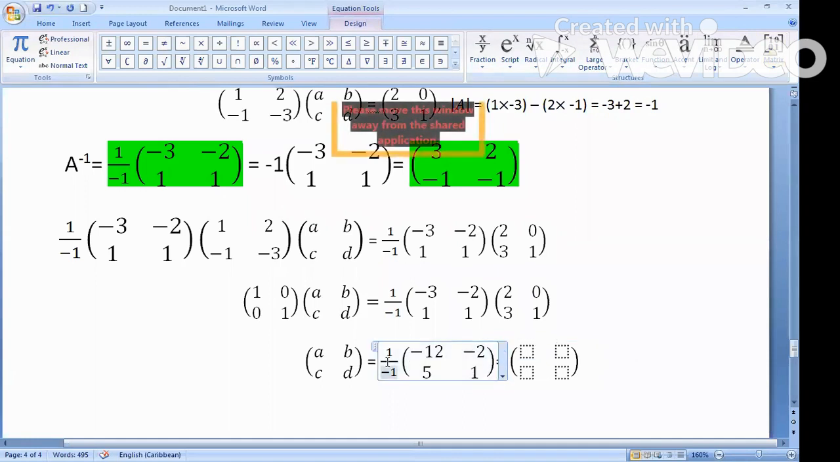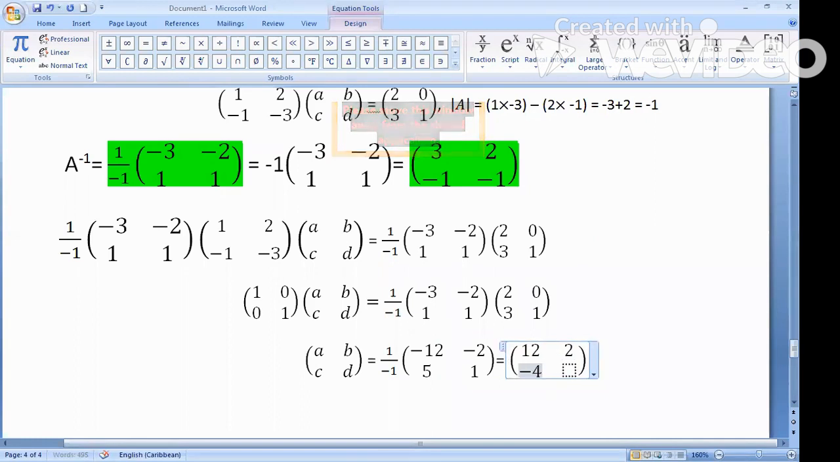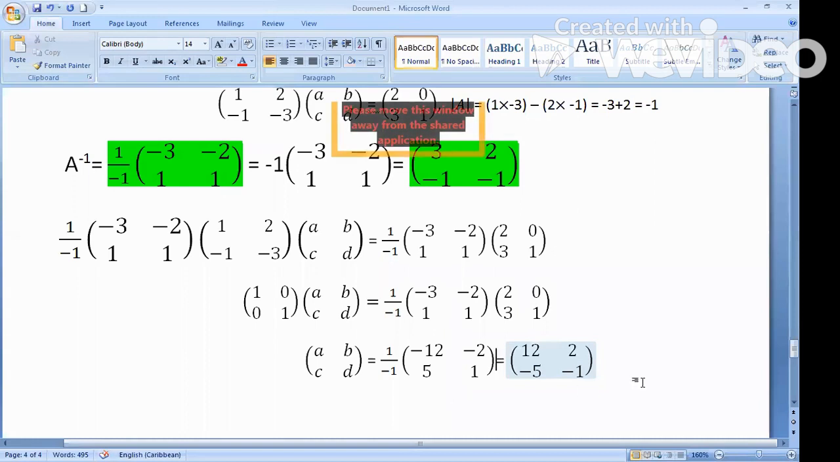Right, then you just multiply this, right? So this will be just 12, am I correct? Because this is -1, you know. So -1 times -12 is just +12. And that will also be what? +2, -5, and -1. All right, and you basically finish.